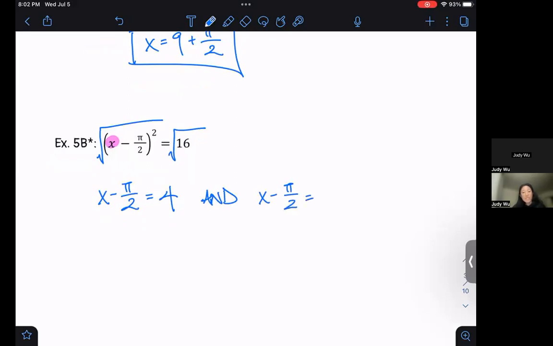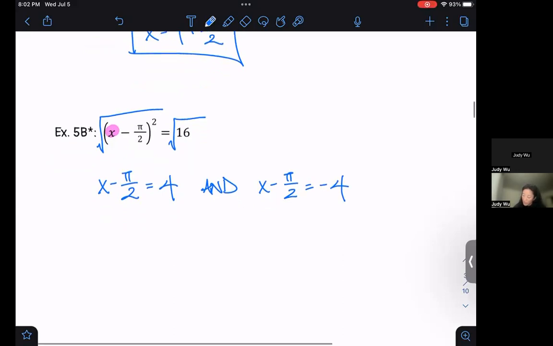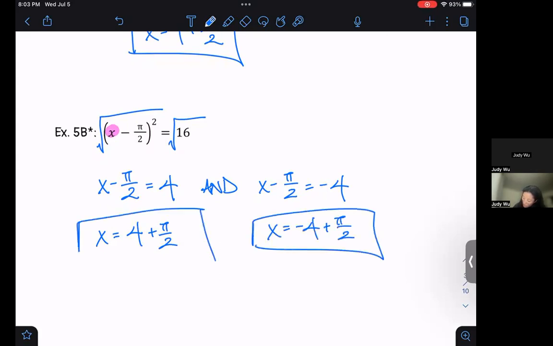Square root of 16 is 4, but it's also negative 4. When we take these square roots, we actually have 2 possible answers, okay? All right, in both cases, I just need to add pi over 2. So x equals 4 plus pi over 2, and x equals negative 4 plus pi over 2. And these would be our solutions, okay?